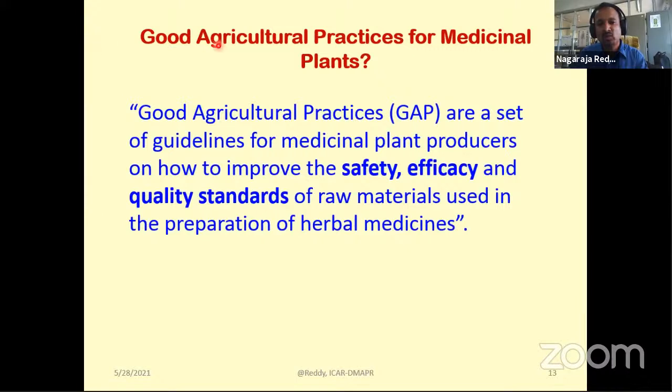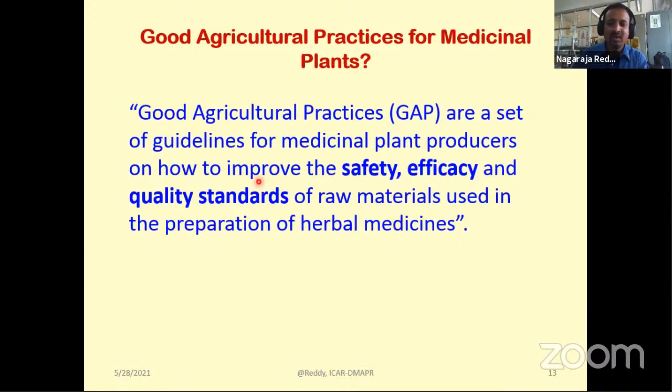Then, coming to the good agricultural practices of medicinal plants, what are these? They are a set of guidelines for farmers or medicinal plant producers on how to improve the safety of the drug, efficacy of the drug, and quality standards of the raw material used in preparing herbal medicine. Good agricultural practices exist for every crop plant, but the objective of good agricultural practices for medicinal plants is to ensure safety, efficacy and quality standards. These three features make them different.